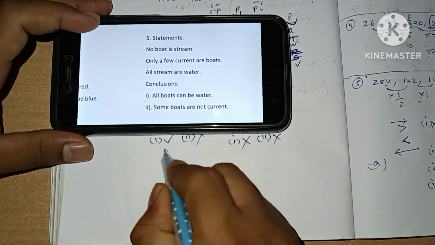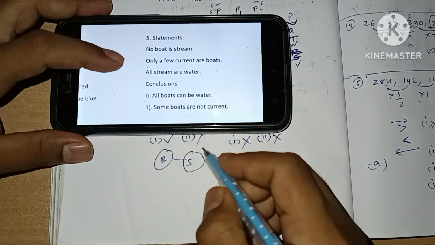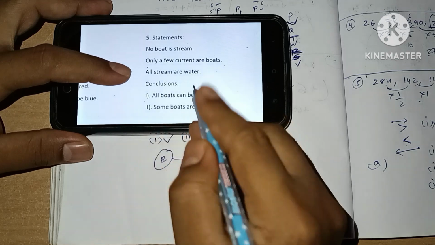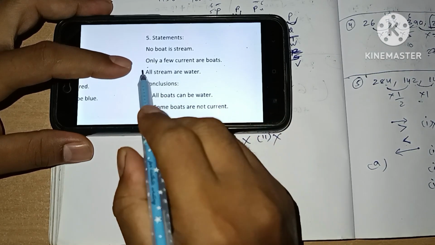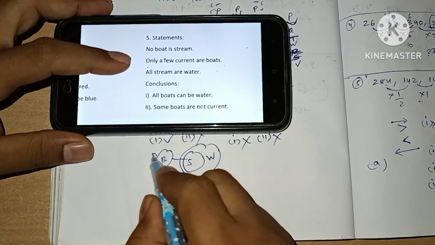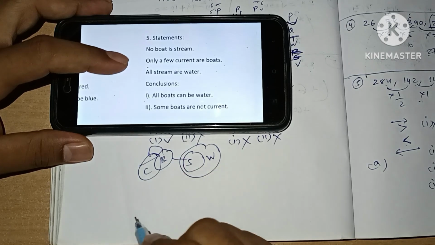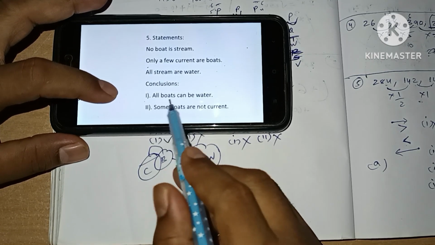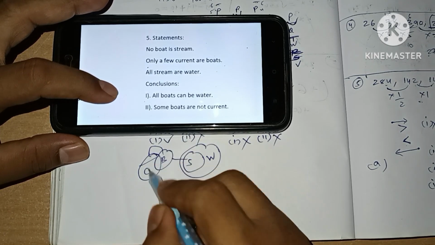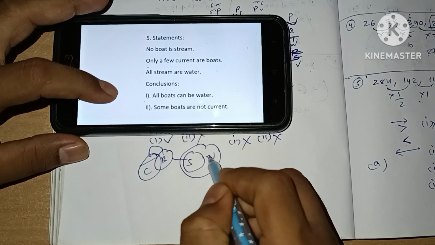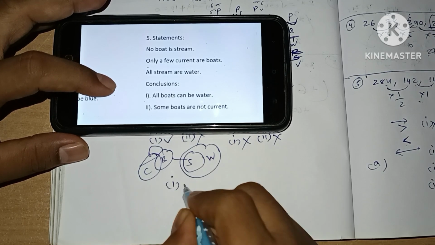No boat is stream. All streams are water. Only a few current are boats. Let's see conclusions. All boats can be water. All boats can place inside water. Yes, it is possible. So first conclusion will be true.